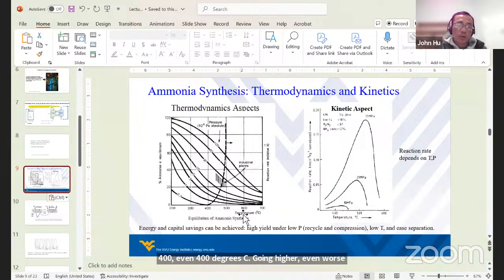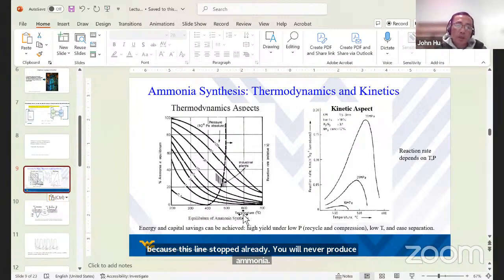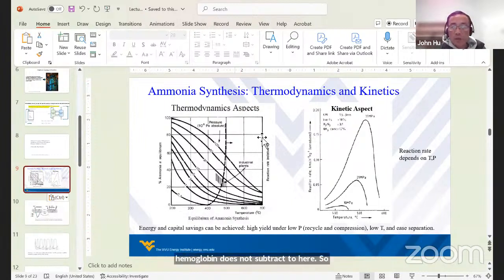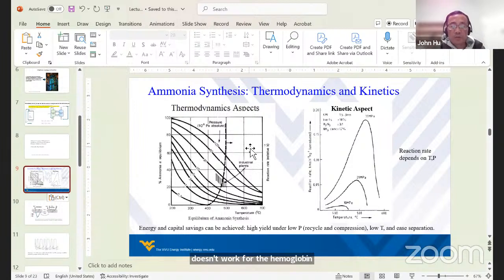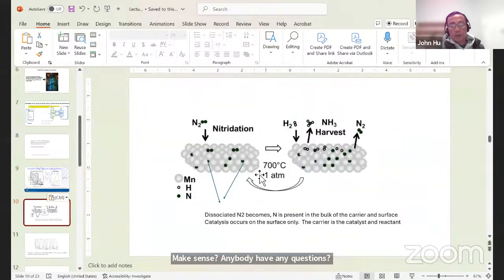So this really tells you chemical looping is not subject to this. Basically, the entire curve doesn't work for chemical looping. Chemical looping does not follow this curve. It's how you break the thermodynamics. Make sense? Anybody have any question? You understand what I'm saying? So basically, this chemical looping produces ammonia at ambient pressure, but you cannot produce this if you use a conventional Haber-Bosch process at 700 degrees C.